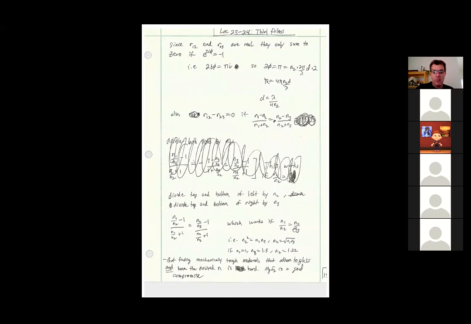So cross multiply, and N2 squared is N1 N3, or N2 is the square root of N1 N3. So let's plug in N3 roughly 1.5. If we do that, we get that N2 should be about 1.22. All right, so that's what we would like to have if we wanted perfect anti-reflection. But finding mechanically tough materials that adhere to glass and have N equals 1.22, that's hard.